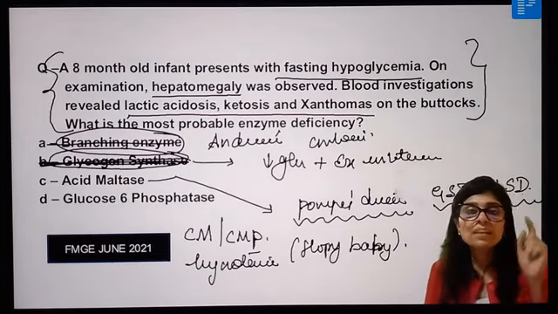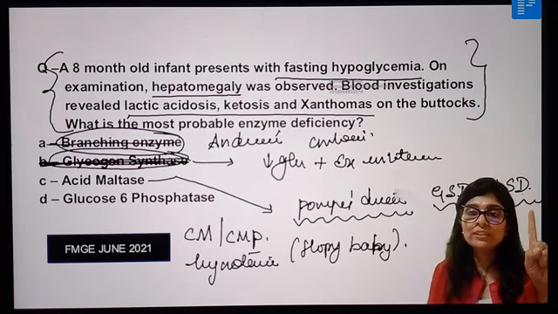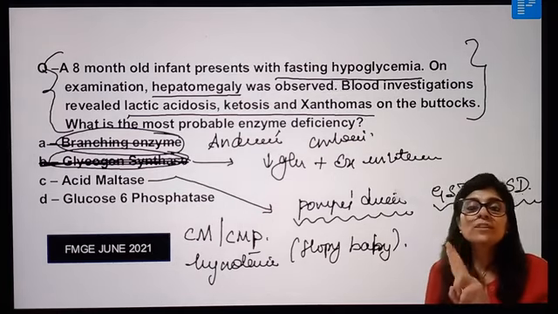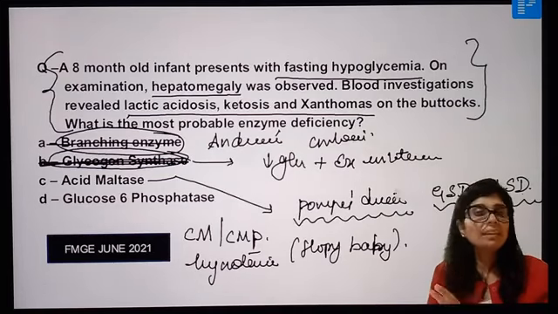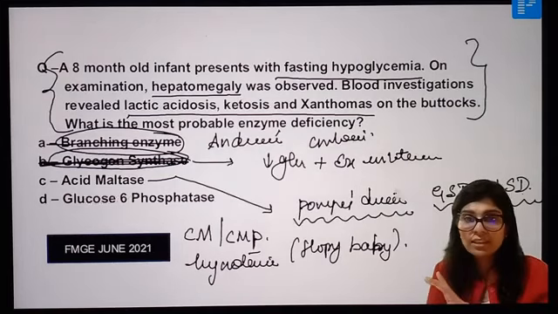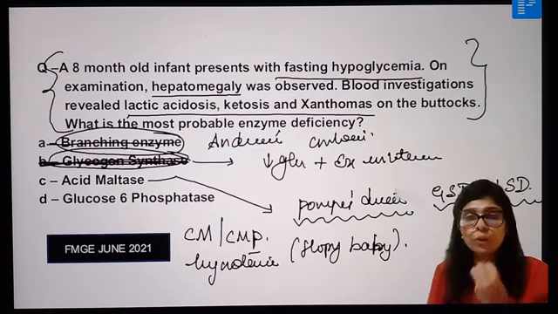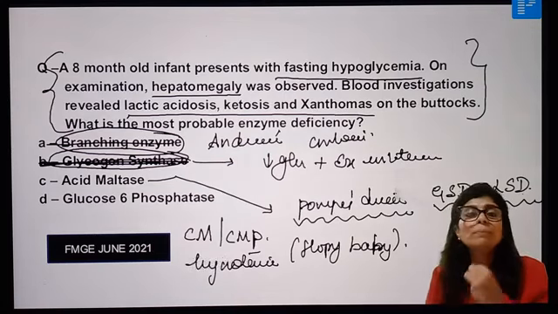Pompe's disease is the only glycogen storage disorder which is also a lysosomal storage disorder caused by the defect of acid maltase or alpha glucosidase. The pump is affected. It presents as cardiomegaly, cardiomyopathy. It also presents with hypotonia and floppy baby.